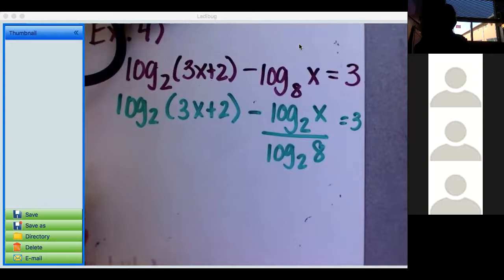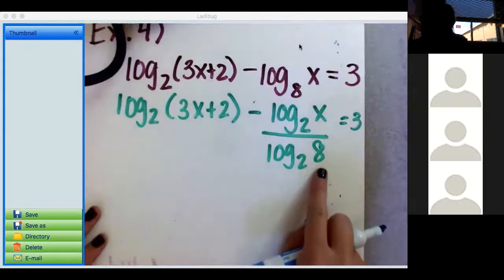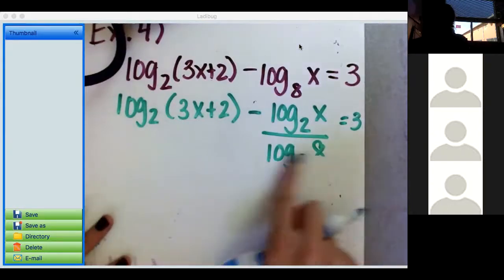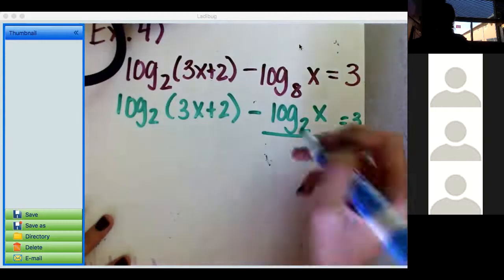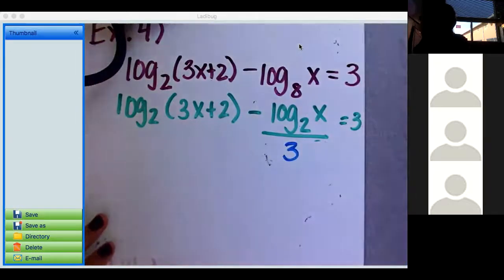Are we ready for the magic? This is the cool part. You ready? 2 to the what power gives me 8? No, not 4. The denominator is just 3. That should always happen when you change a base. It should become a whole number. No, it's not always a 3. You can see 2s, 4s, 3s, 5s, 6s, whatever. Are we okay with that?